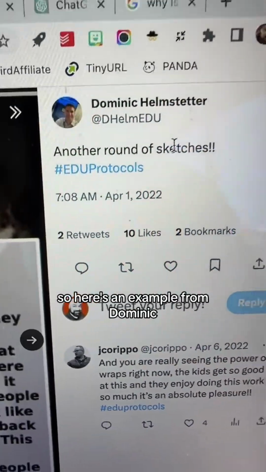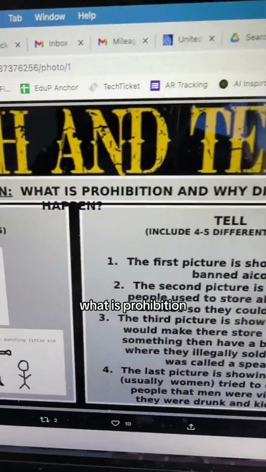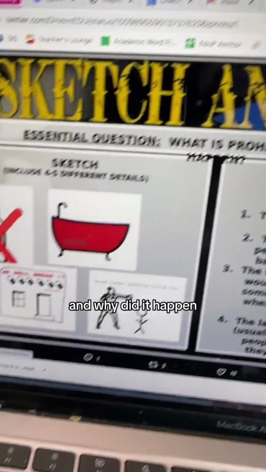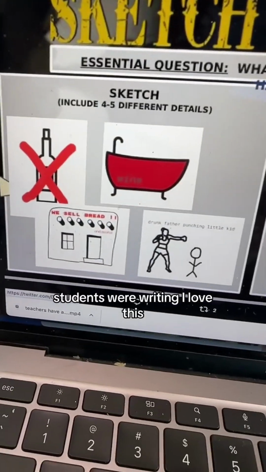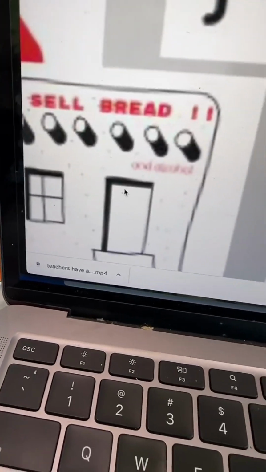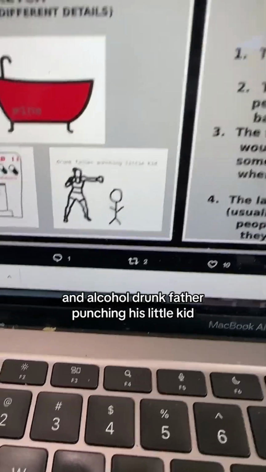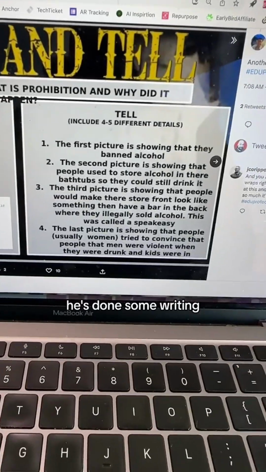So here's an example from Dominic Helmstetter, who's awesome. He was teaching the prompt, right? What is prohibition and why did it happen? So over here, students were drawing, I love this, check it out. We sell bread and alcohol. Drunk father punching his little kid. And then over here, he's done some writing.